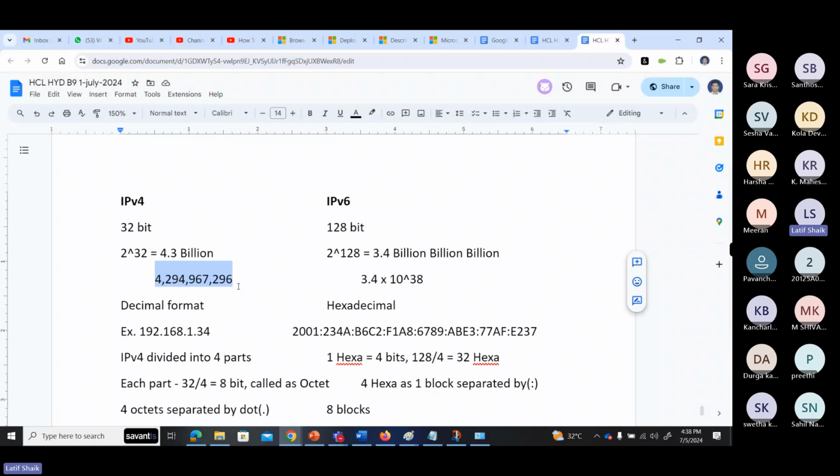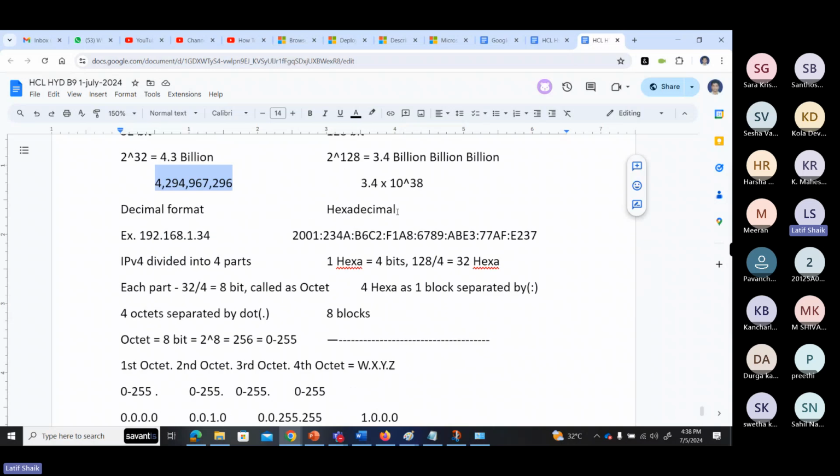IPv4 is represented in decimal format. IPv6 is represented in hexadecimal format. IPv4 looks like this. IPv6 looks like this. Here we have used dots, and there we have used colons. IPv4 has only four parts. IPv6 has a total of 8 blocks. IPv4 has 4 octets, IPv6 has 8 blocks.